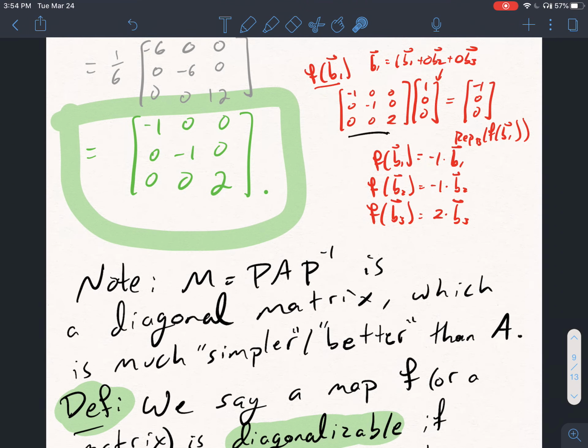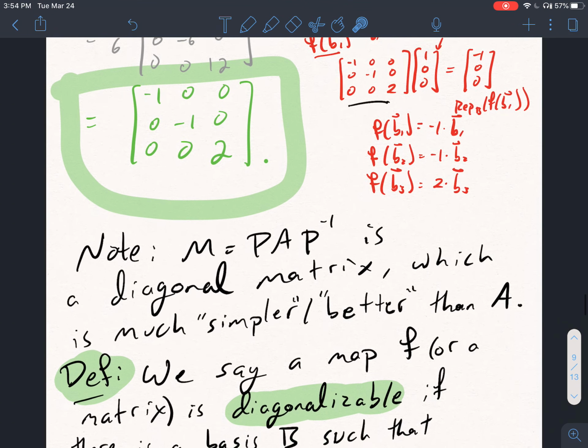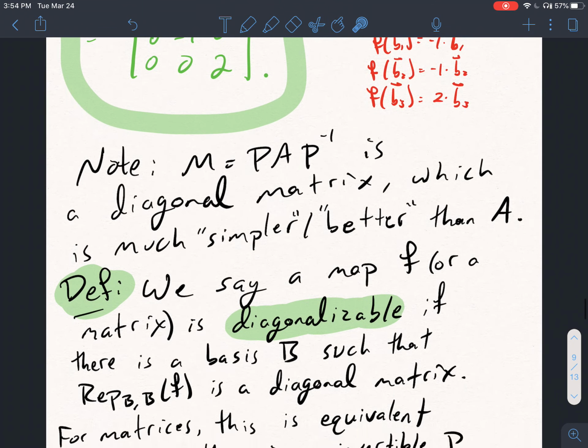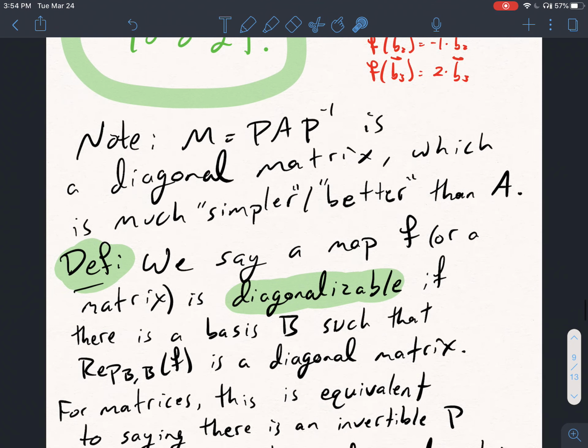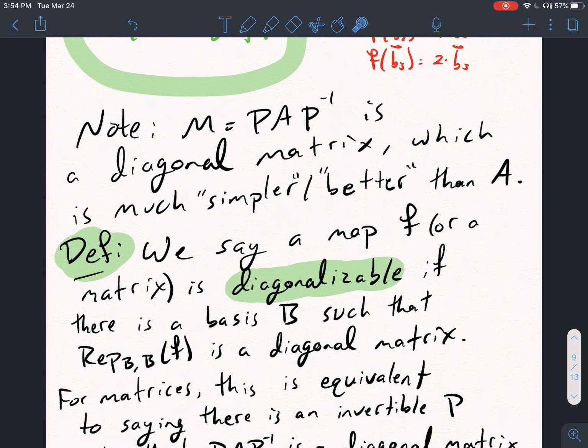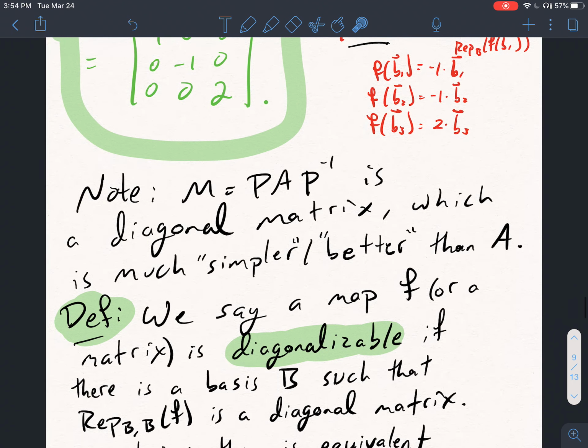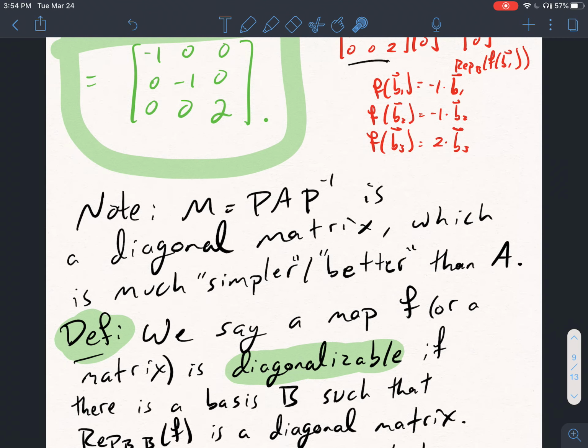And so this diagonal matrix represents our map F. So that leads to a definition. We say that a map F is diagonalizable if there is a basis B such that the representation of F with respect to B in itself is a diagonal matrix. And that's exactly the situation that we had up here. The representation of F with respect to our basis B and itself was a diagonal matrix.